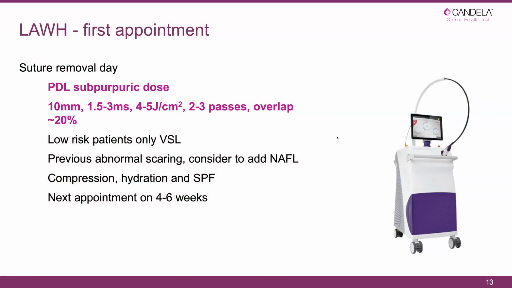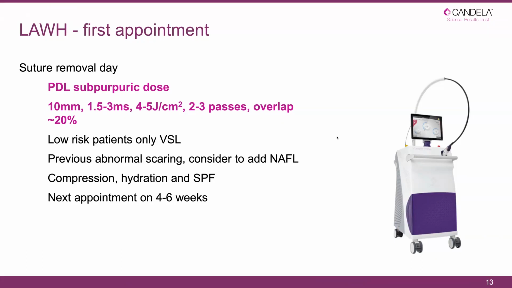Starting with laser-assisted wound healing, on the first appointment, which should be on the suture removal day, we should start with our vascular laser, ideally the pulsed dye laser, at a suprapurpuric dosing. When we talk about suprapurpuric dosing, we should see on the tissue an immediate darkening, and just after that, a lightening of that darkening to a mild erythema. Basically, we know that short pulses are most effective, but when using these short pulses of 1.5 to 3 milliseconds, we should use low fluences to induce this kind of response.